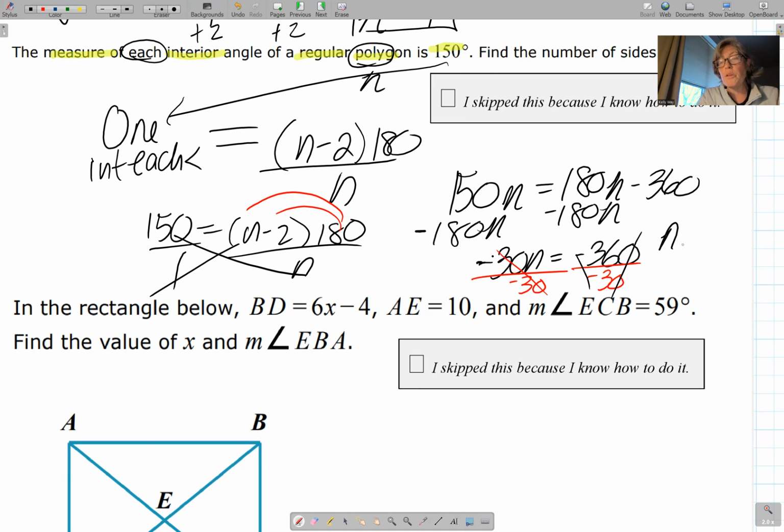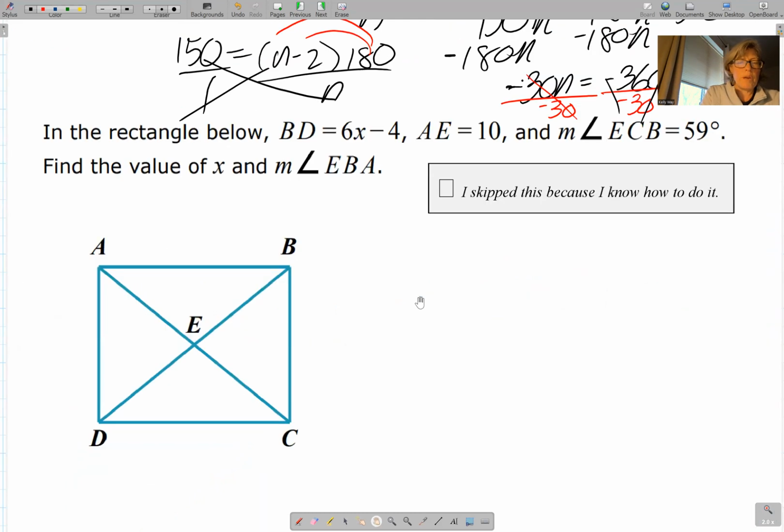3 goes into 36 12 times. So it is a 12-gon. Right here, it says in a rectangle below, BD is 6x minus 4, AE is 10, and the measure of ECB is 59. Now, it's going to tell you to find specific things, but my recommendation is just find everything possible and then just pick off what it asks for.